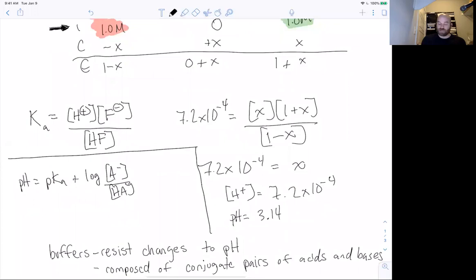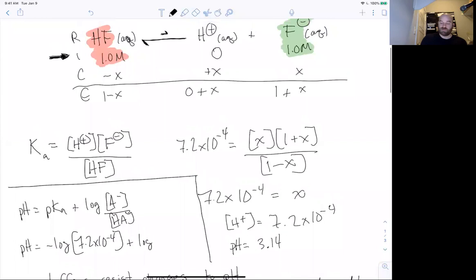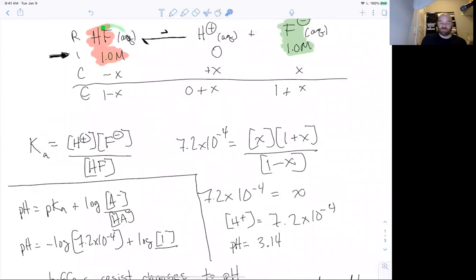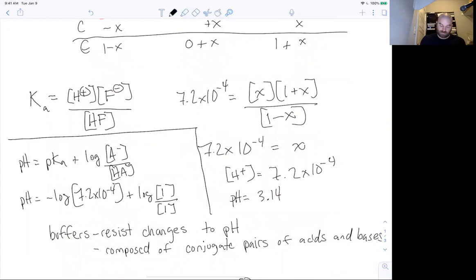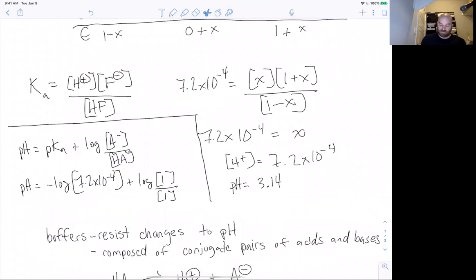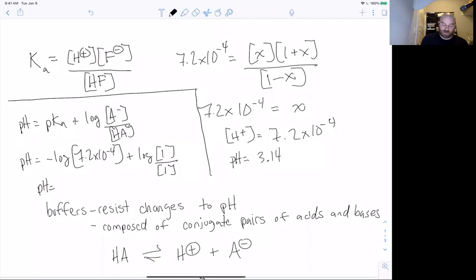So I could say, well, okay, the pH is going to be equal to the negative log of the Ka value, which is 7.2 times 10 to the minus fourth, plus the log of A minus, which is our conjugate base, which is this, divided by HA, which is the acid. And then what I end up seeing is just that the pH is equal to the negative log of 7.2 times 10 to the minus 4th, because log of 1 is just 0, so this goes away to 0.